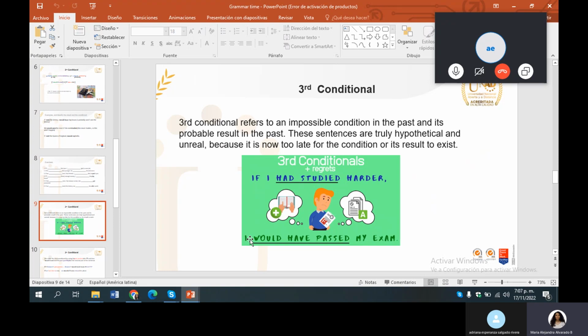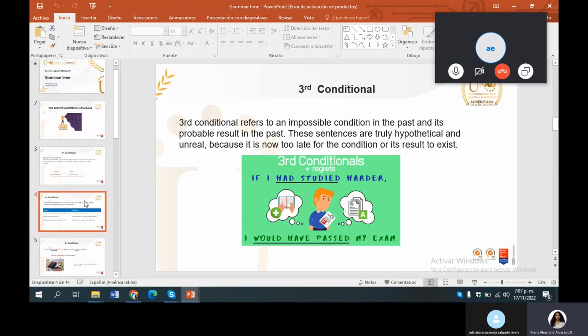In this case, we use this when we want to express regrets. Do you know what regrets are? Regrets son como remordimientos. Okay, so: I would have passed my exam. Yo hubiera pasado mi examen. Okay? So what is the difference between the third and second conditional?